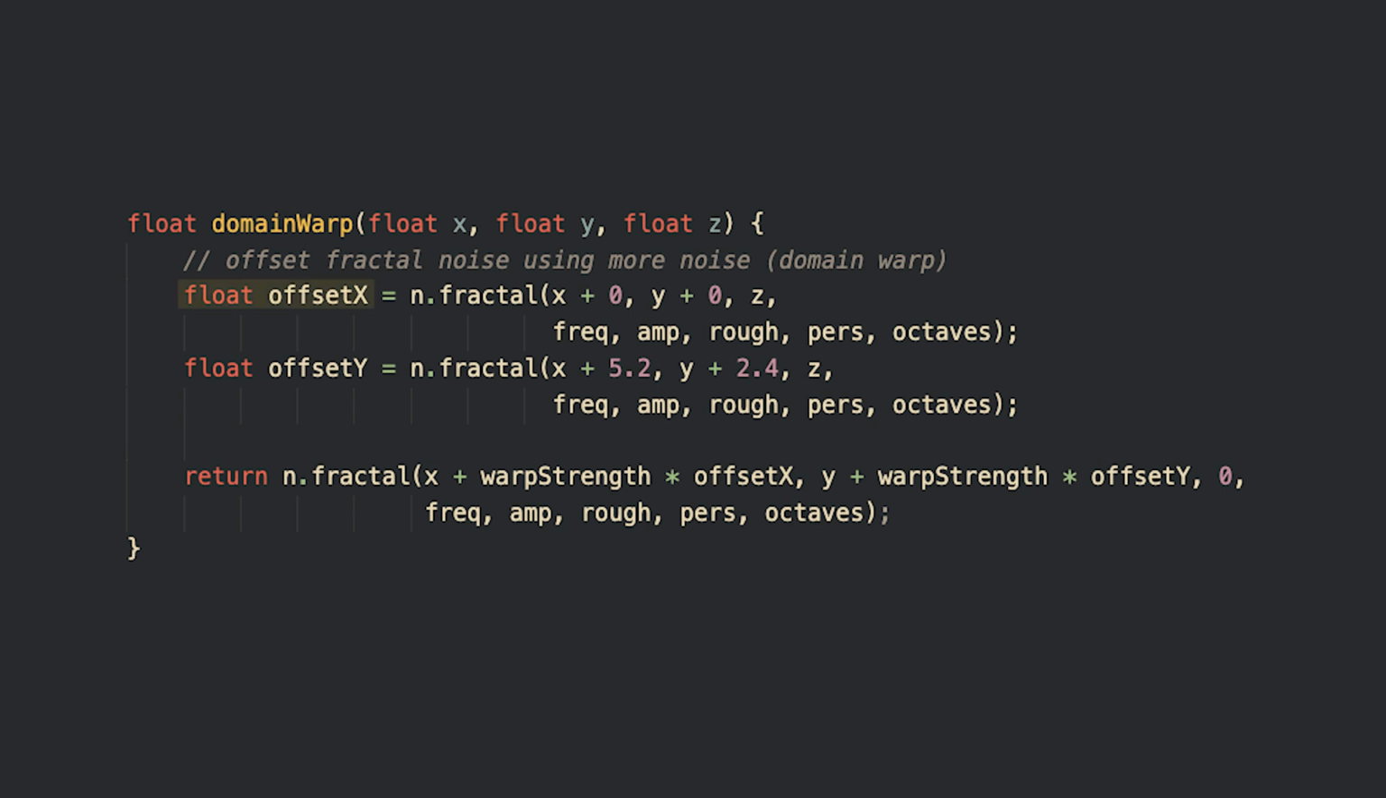I separated the x and y offsets to make it more clear, and I multiply the offsets by some scalar to increase the warp effect. I also offset the offset noise by some amount to increase the noise variation.